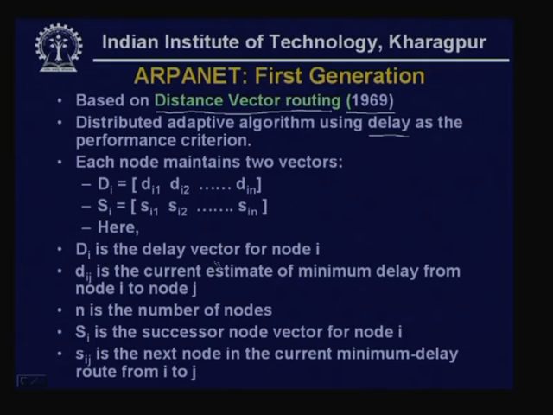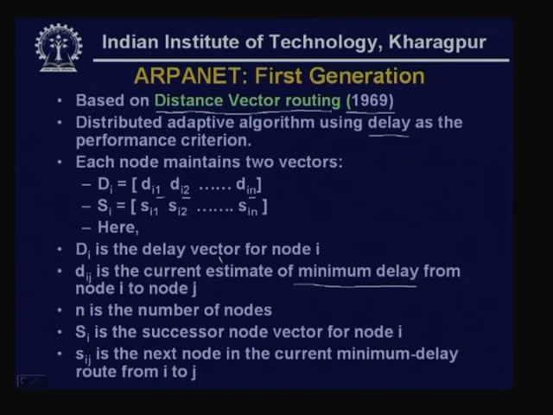So, here Di is the delay vector and Dij is the current estimate of the minimum delay from node i to node j. That means from node i to nodes 1 to n, this vector is stored. Similarly, Sij is the next node in the current minimum delay route from i to j. So, based on the delay information, the next hop node is calculated, and these two vectors are stored in each and every node.